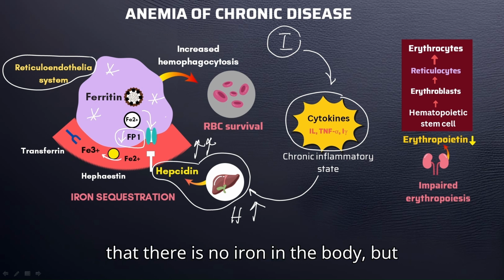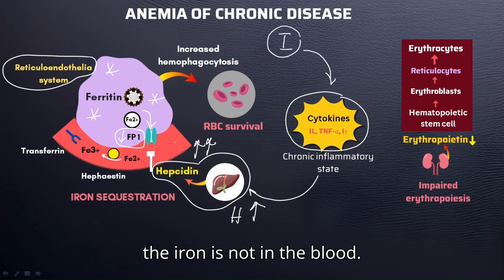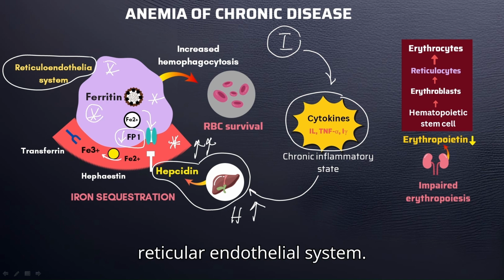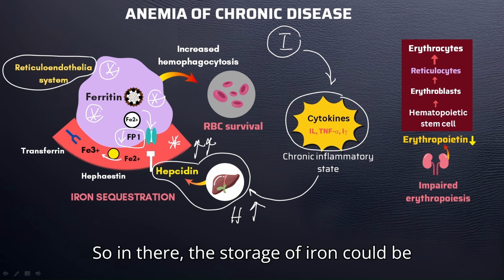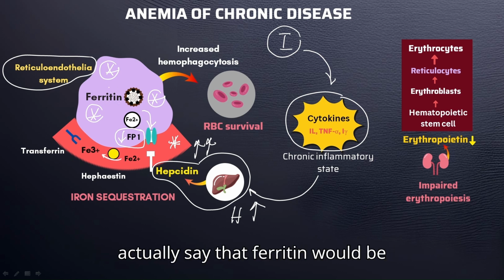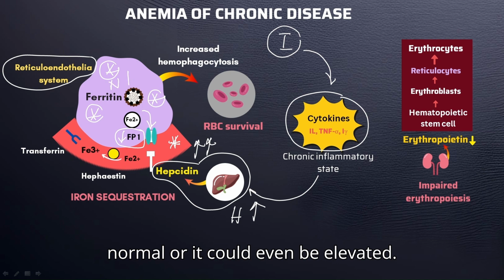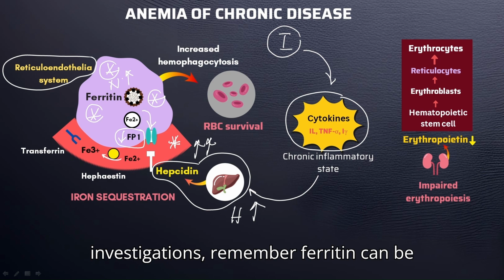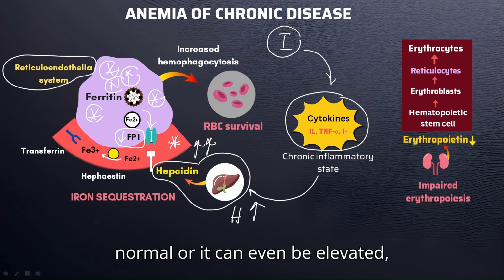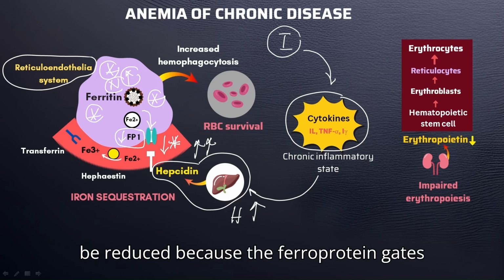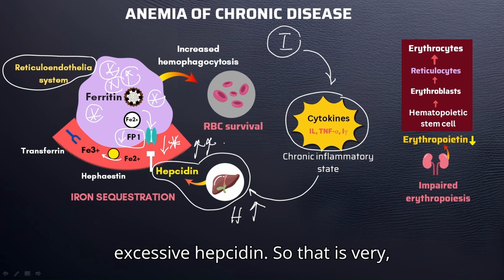So we are not saying that there is no iron in the body, but the iron is not in the blood. However, it is trapped inside the reticuloendothelial system. So in there, the storage of iron could be in the form of ferritin. And so we could actually say that ferritin will be normal, or it could even be elevated. So regarding the investigations, remember, ferritin can be normal, or it can even be elevated. But the iron levels inside the blood will be reduced because the ferroportin gates are not being expressed because there is excessive hepcidin. So that is very, very important.